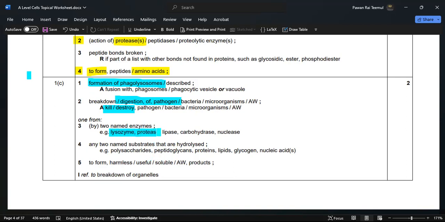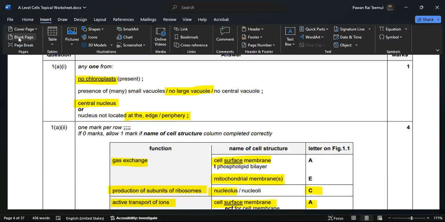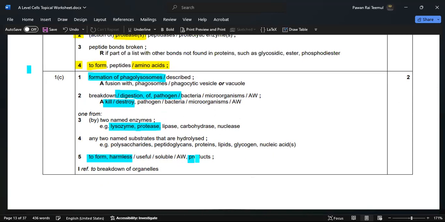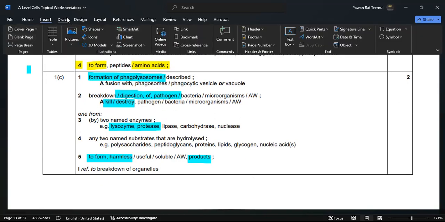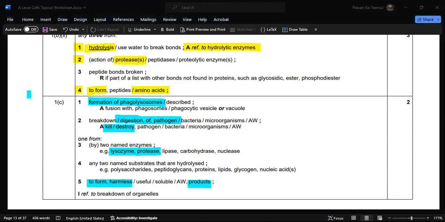Lysozyme, protease. It says harmless: to form harmless products is interesting. I should have mentioned that. I think I'll get only 1 mark if I keep what I wrote. Although it says the part regarding formation of phagolysosomes is described, they would give the mark if it is described, but I'm a bit skeptical about that.